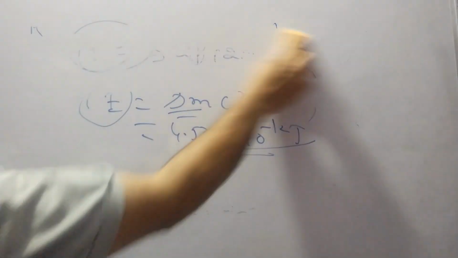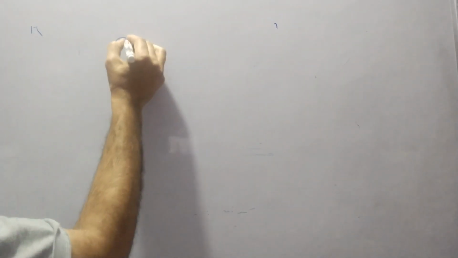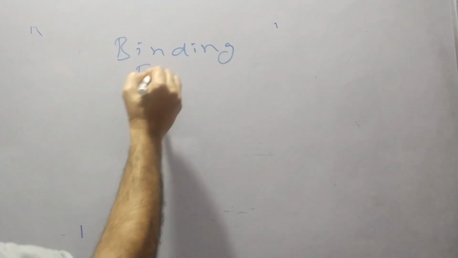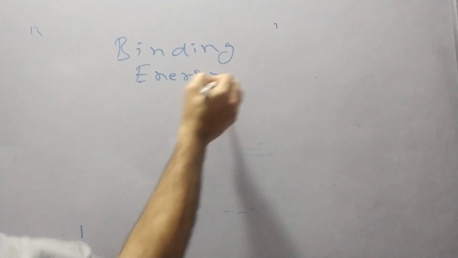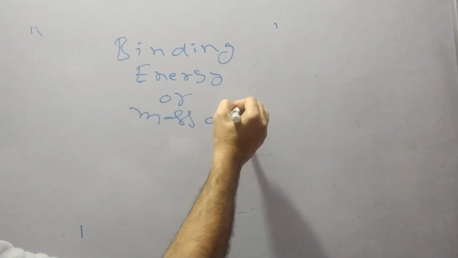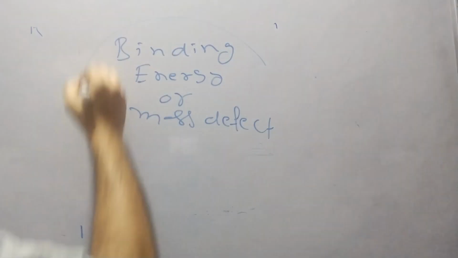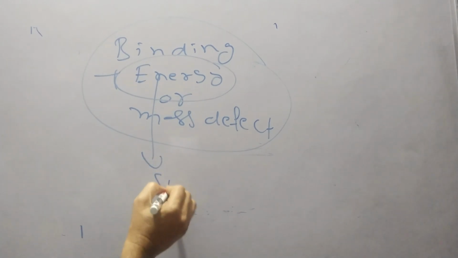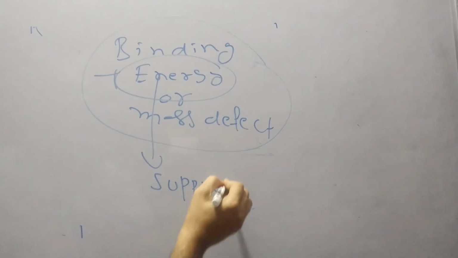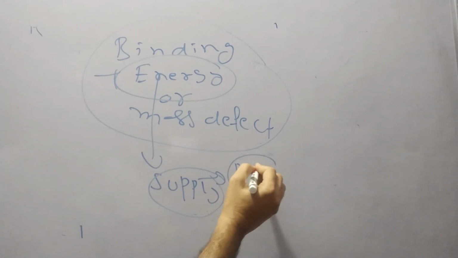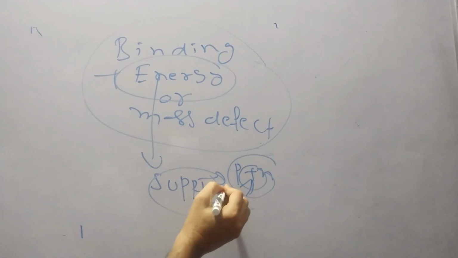So now again I'm summarizing here. It is very simple. Binding energy and mass defect are both the same. So what is binding energy? It is the energy we have to supply to separate protons and neutrons in a nucleus. To separate this, we have to supply this much energy.